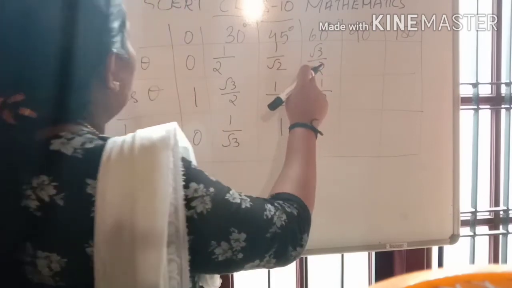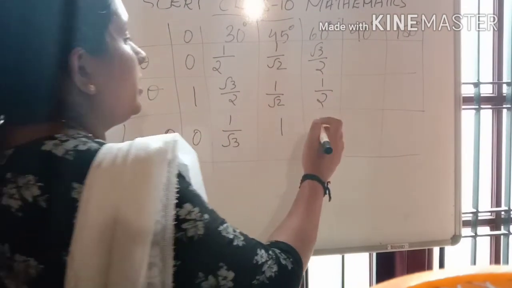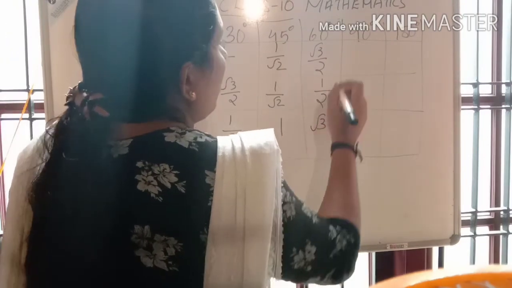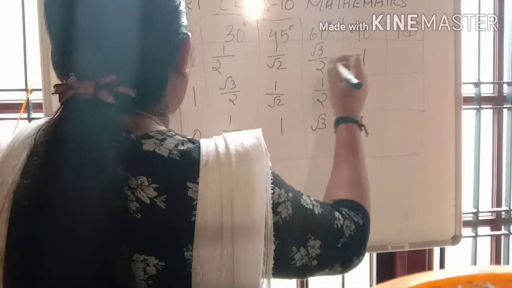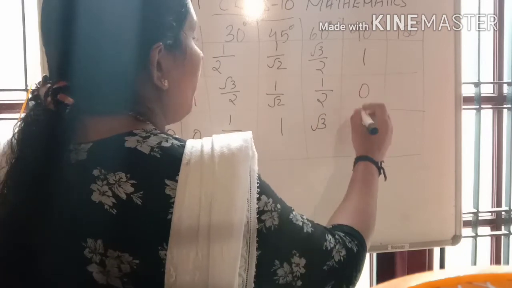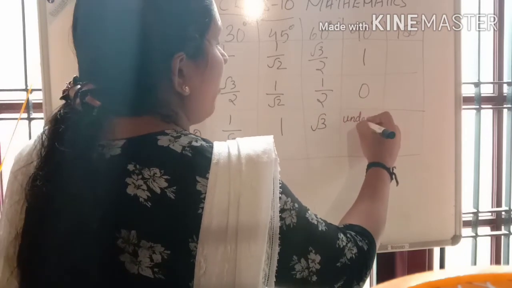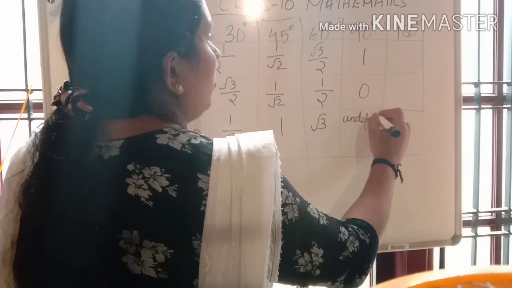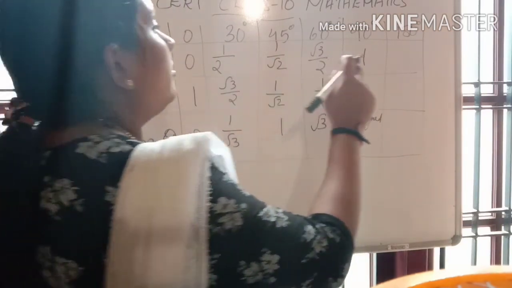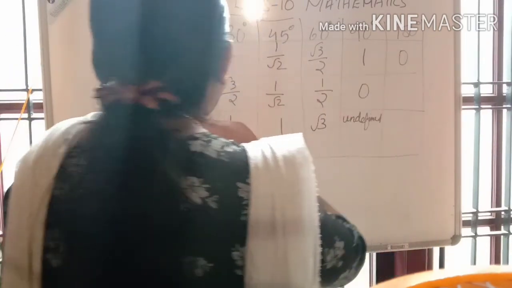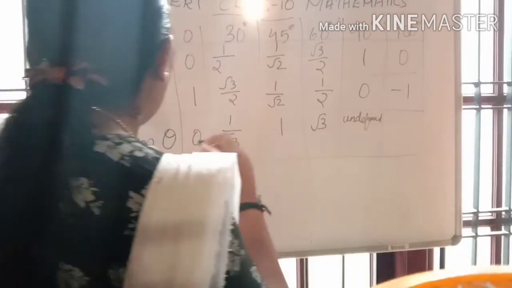Now sin 90 will be 1, cos 90 will be 0. 1 by 0 is undefined. Here sin 180 means 0, cos 180 means minus 1, and tan will be 0. Tan 180 means 0. All clear?